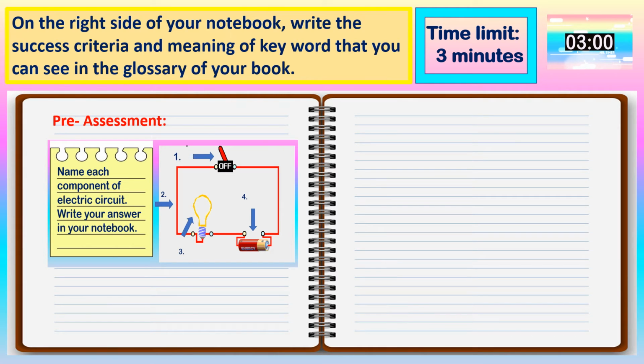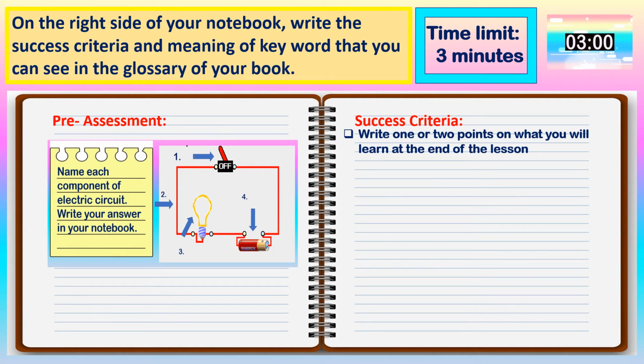On the right side of your notebook, write the success criteria and meaning of keyword that you can see in the glossary of your book. For the success criteria, write 1 or 2 points on what you will learn at the end of the lesson. Then you're going to find the definition of a keyword using the glossary of your book. The keyword is connect, so you have only 3 minutes to do this activity.